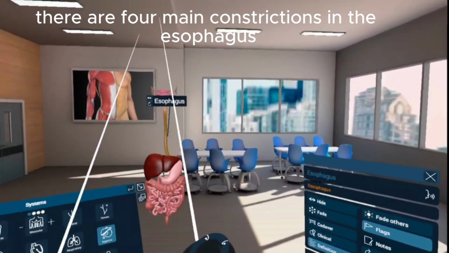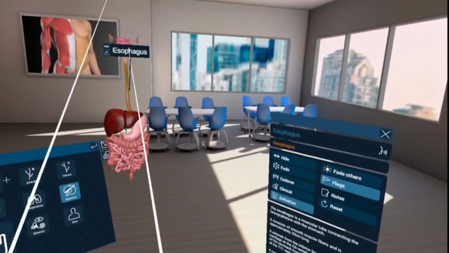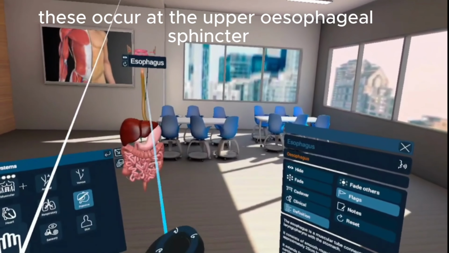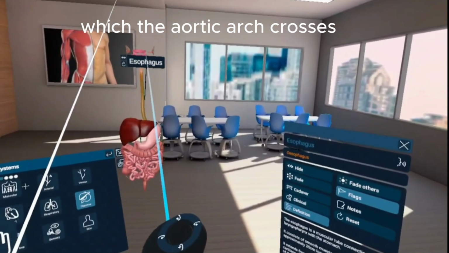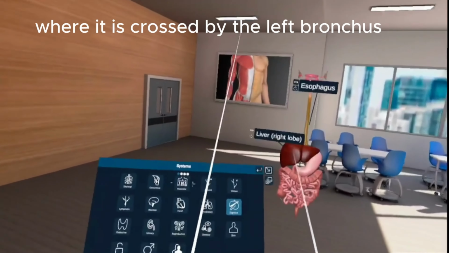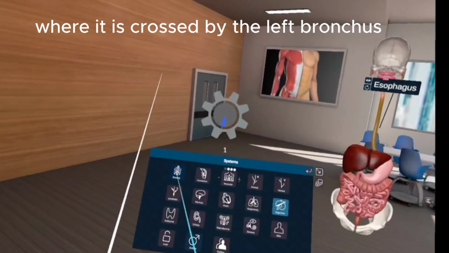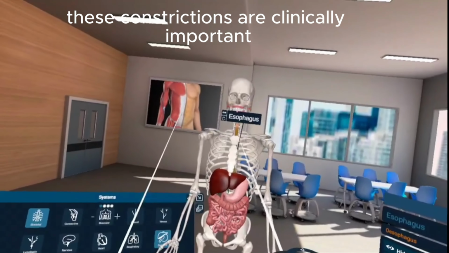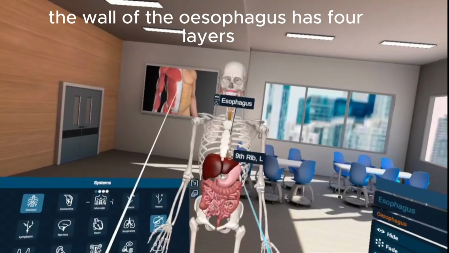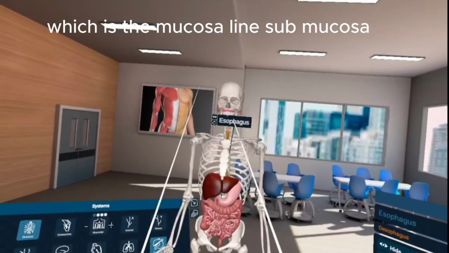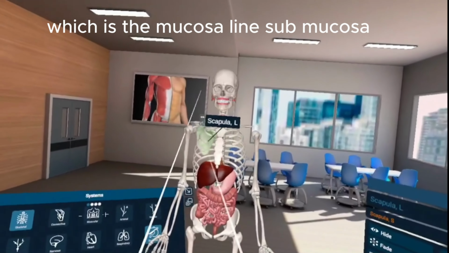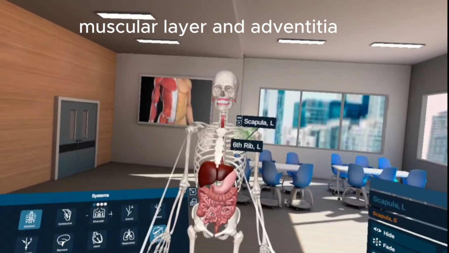There are four main constrictions in the esophagus. These occur at the upper esophageal sphincter, where it is crossed by the aortic arch, where it is crossed by the left bronchus, and at the diaphragm. These constrictions are clinically important. The wall of the esophagus has four layers, which are the mucosa, submucosa, muscular layer, and adventitia.